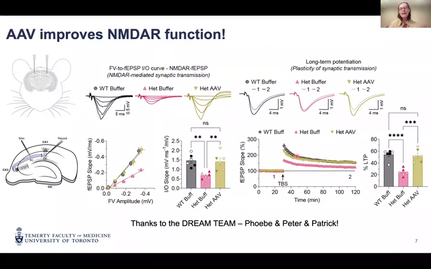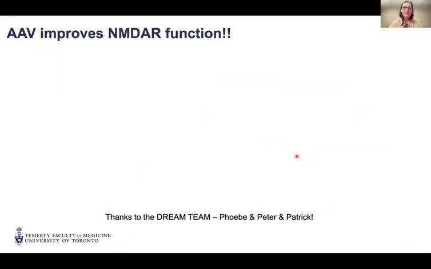So the dream team is Phoebe Yan, who is a graduate student, Peter Finney, who is a research associate in my lab, and Patrick Tidball, who's a postdoctoral fellow in Graham Collingridge's lab. So the 3 of them did this. Phoebe and Peter were doing the AAV part of it, and Patrick doing the electrophysiology part of it.